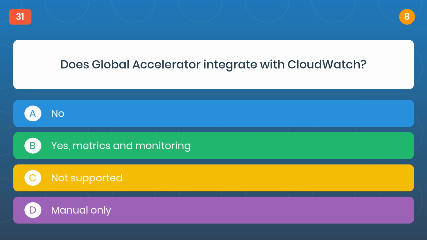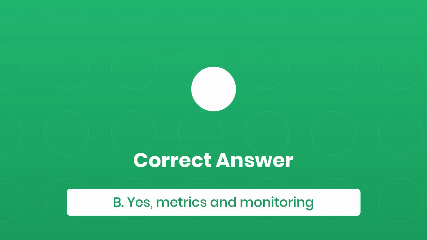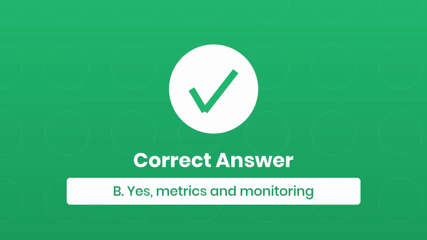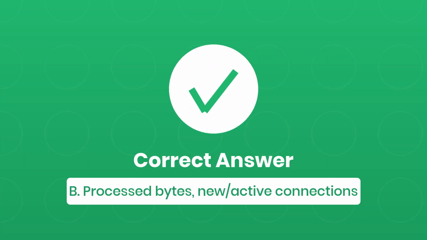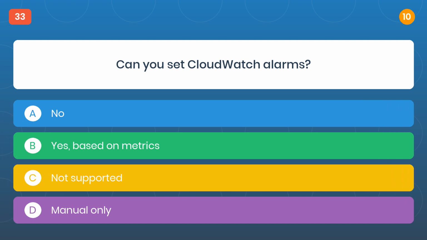Question 31. Does Global Accelerator integrate with CloudWatch? The correct answer is B, yes, metrics and monitoring. Question 32. What metrics are available? The correct answer is B, processed bytes, new/active connections.